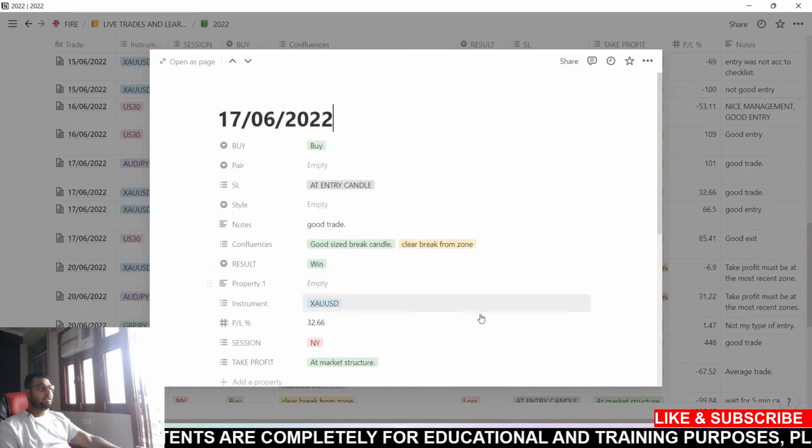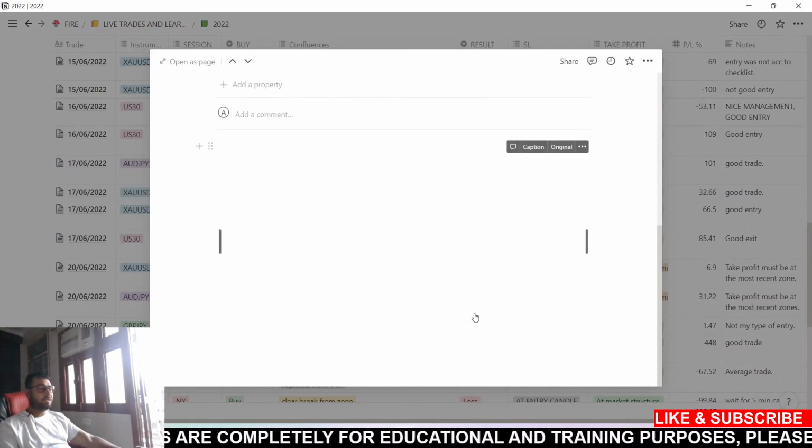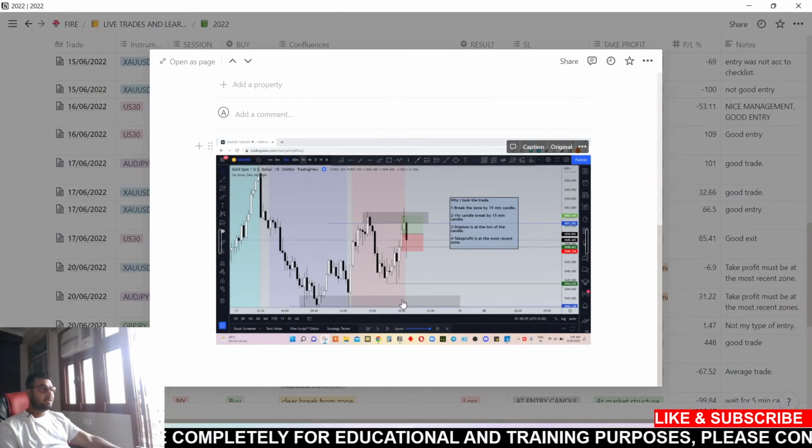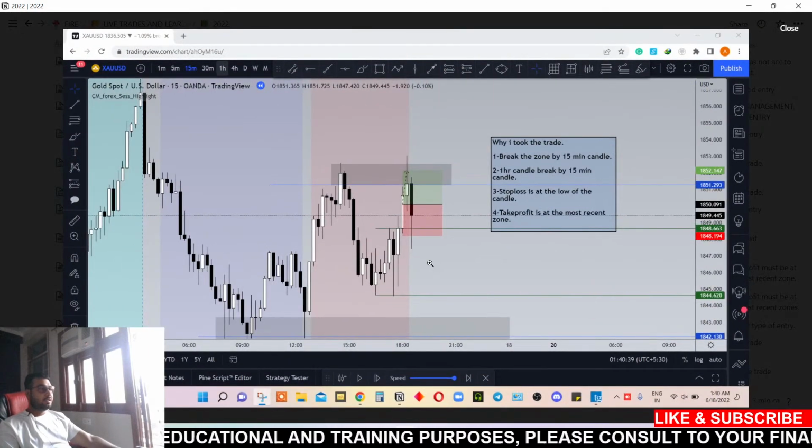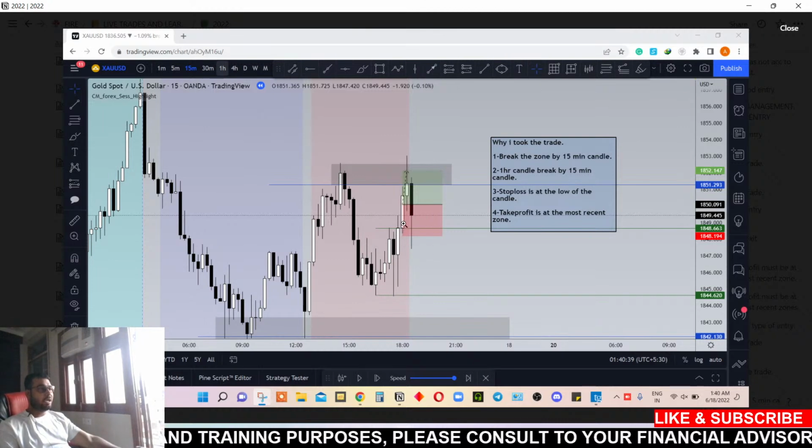Look at this gold trade. It was not a very big trade, but still, the trade I took was at around this area. Entry was on the running candle. You can see my entry was on the running candle only. So these two things I changed.